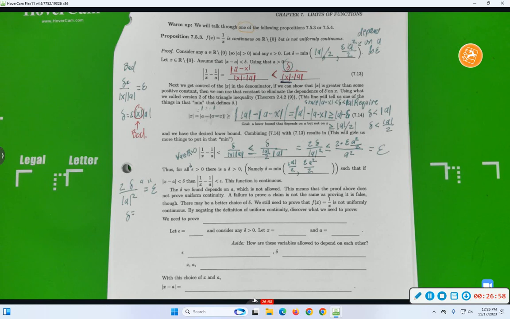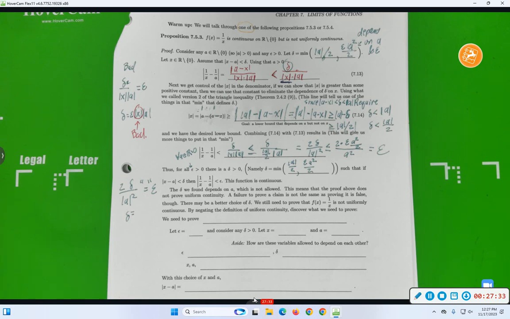What do you get when you negate this? There exists epsilon greater than 0 such that for all delta greater than 0, there exists x and p in U with absolute value of x minus p less than delta, and absolute value of f of x minus f of p greater than or equal to epsilon. Cool. People agree?